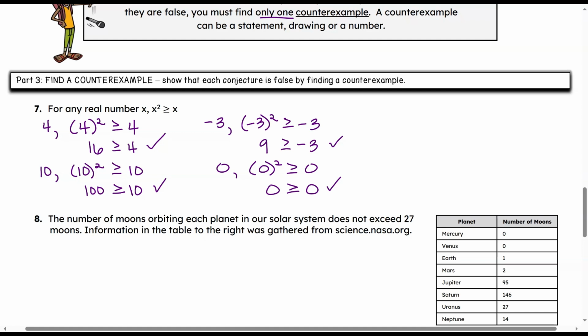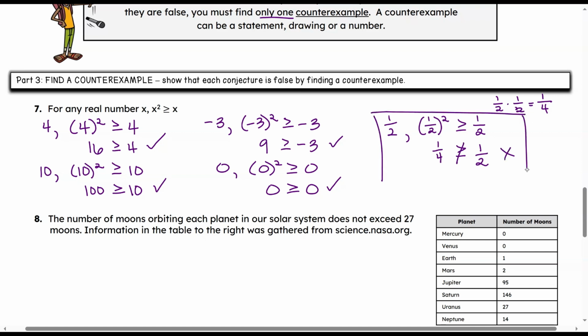Let's try a fraction, 1/2. Is 1/2 squared greater than or equal to 1/2? Remember, 1/2 squared is 1/2 times 1/2. And when we multiply fractions, we multiply across. So I get 1 over 2 times 2, which is 4. So 1/2 squared is 1/4. Is 1/4 greater than or equal to 1/2? It is not.